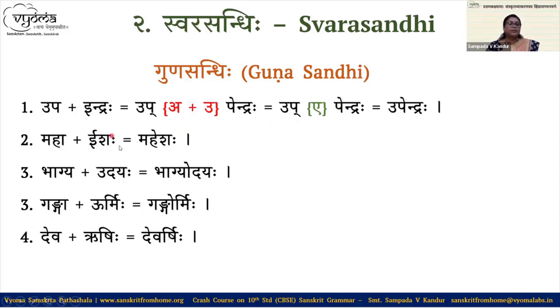Okay. Maha plus Ishah, A plus E becomes A. So Maha plus A, Shah, Maheshah. U becomes O. Bhagya plus O plus Dayah, Bhagyodayah. Okay, like this it is. So, please raise your hands who want to read this. Yes, Vineet.